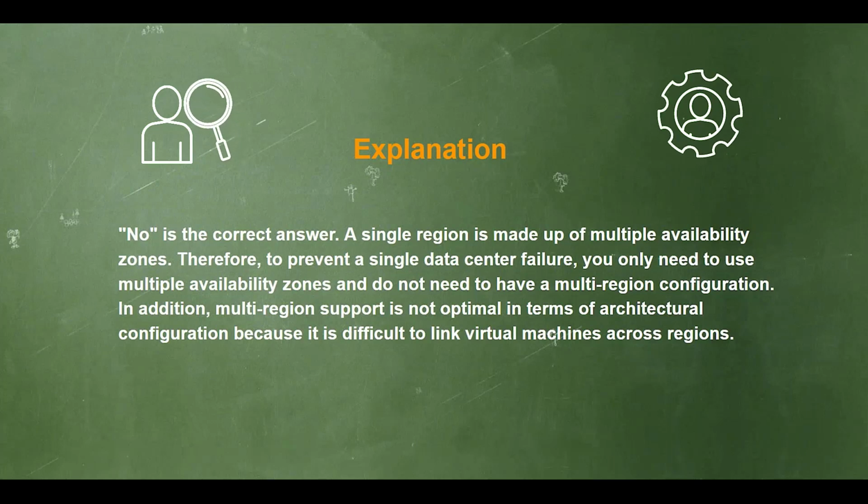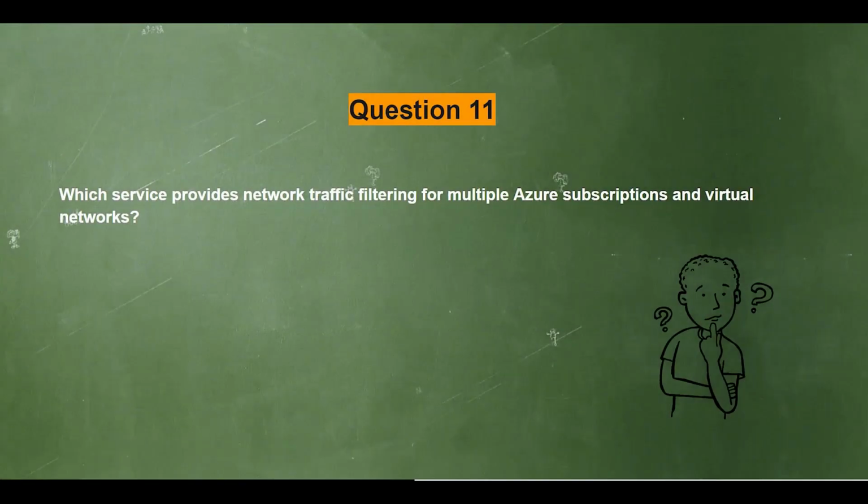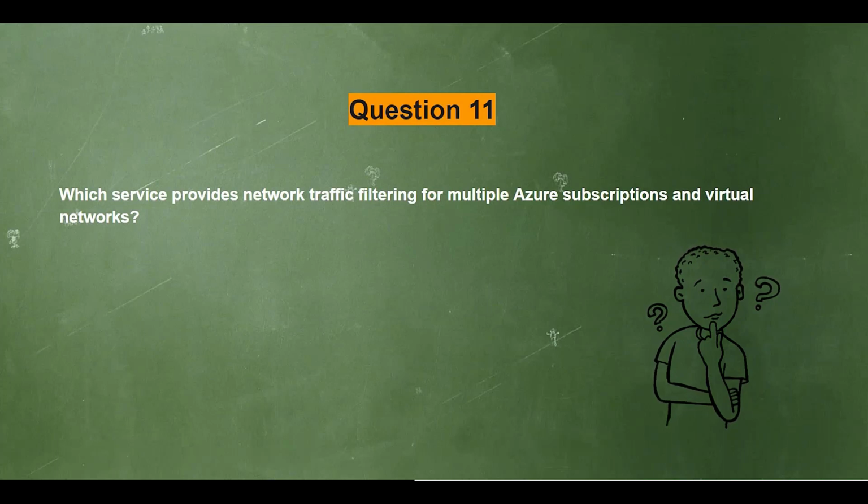A single region is made up of multiple availability zones. Therefore, to prevent a single data center failure, you only need to use multiple availability zones and do not need to have a multi-region configuration. In addition, multi-region support is not optimal in terms of architectural configuration because it is difficult to link virtual machines across regions. Question 11. Which services provides network traffic filtering for multiple Azure subscriptions and virtual networks?